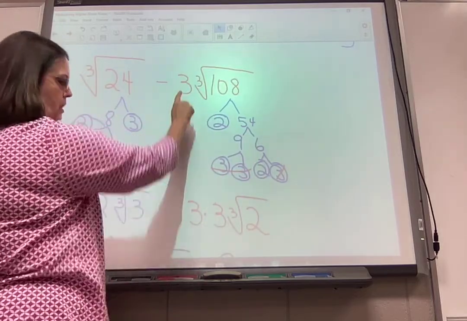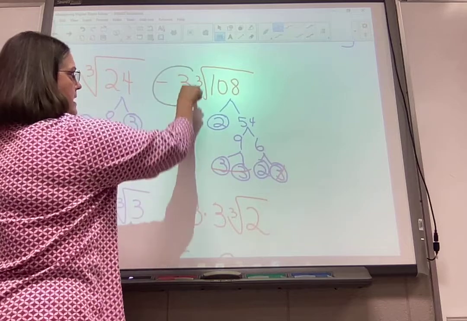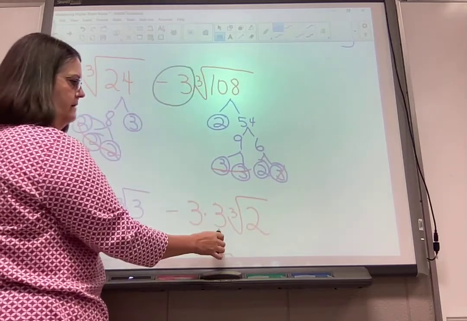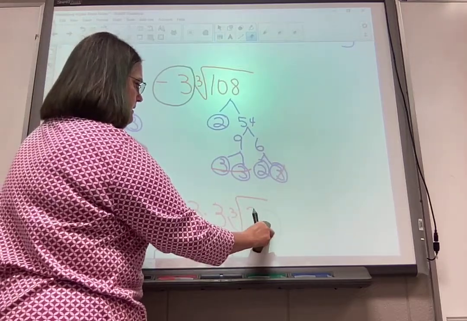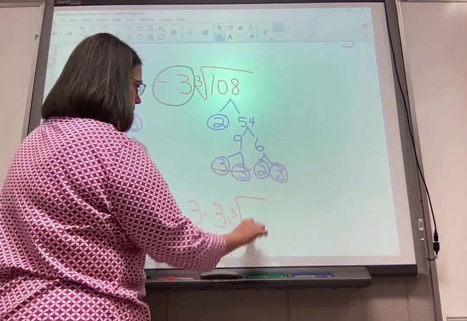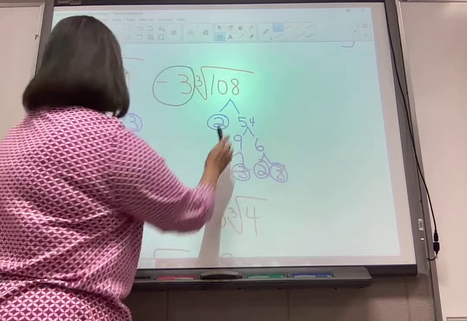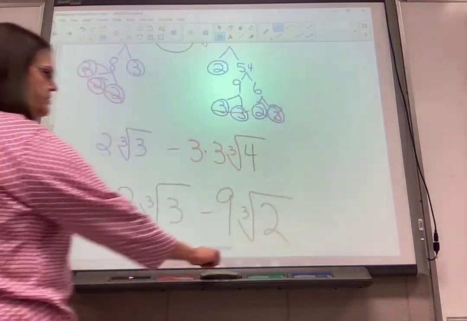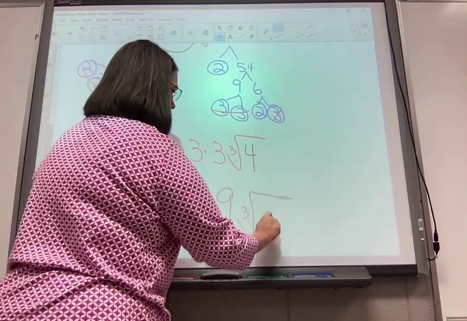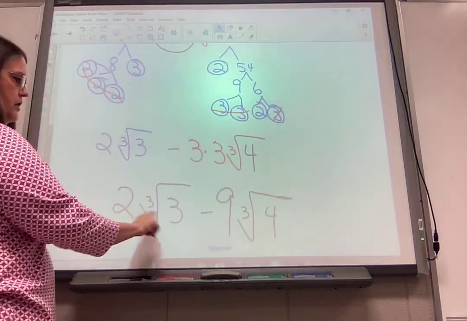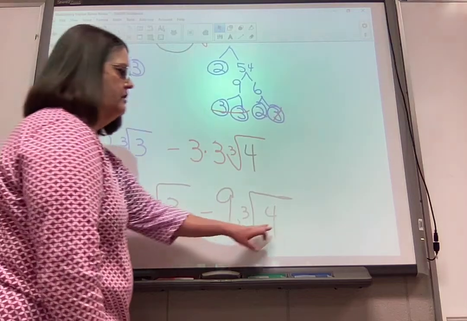Don't forget the 3 you already have here. You have a negative 3. So a negative 3 times the 3 that came out, and then the cube root of 2. Oh, I see a mistake. The cube root of 4 is right there. We have 2 times 2, that's 4. All right, which is 2 cube roots of 3 minus 9 cube roots of 4.